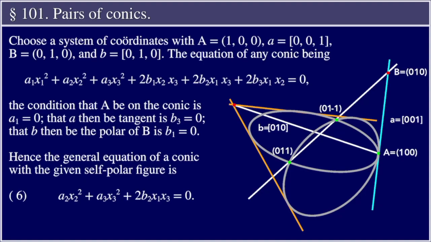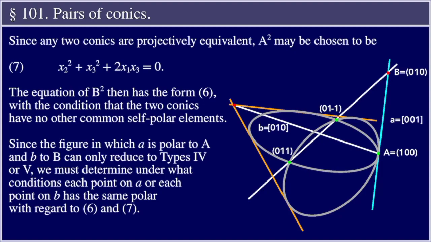A2x2 squared plus A3x3 squared plus 2b2x1x3 equals 0. Since any two conics are projectively equivalent, A squared may be chosen to be equation 7: x2 squared plus x3 squared plus 2x1x3 equals 0.